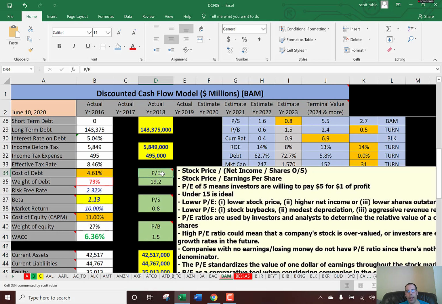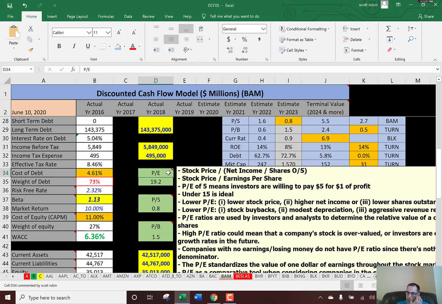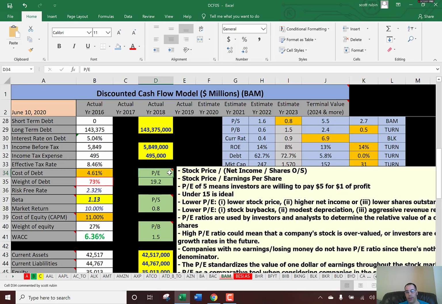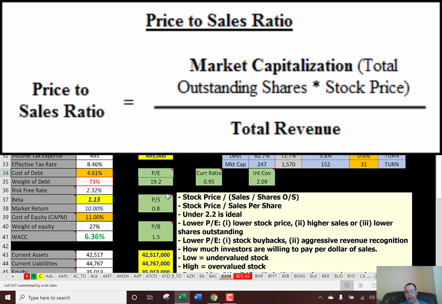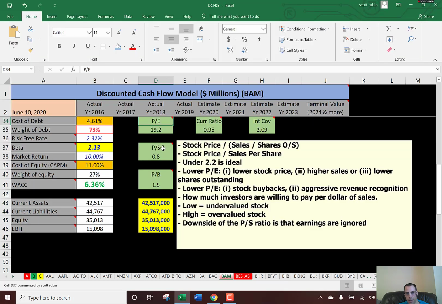They have an okay PE. I like to see under 15. 19 is not terrible. That's price of the stock over earnings per share. And they might have bought back a lot of stock. This seems like a company that would do that. So they might have lowered, you get a lower PE when you reduce the number of shares outstanding. Price to sales is really good, 0.8. I like to see under 2.2. That's stock price over sales per share.